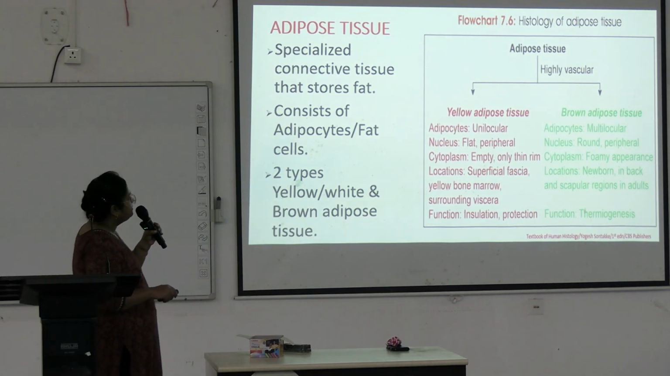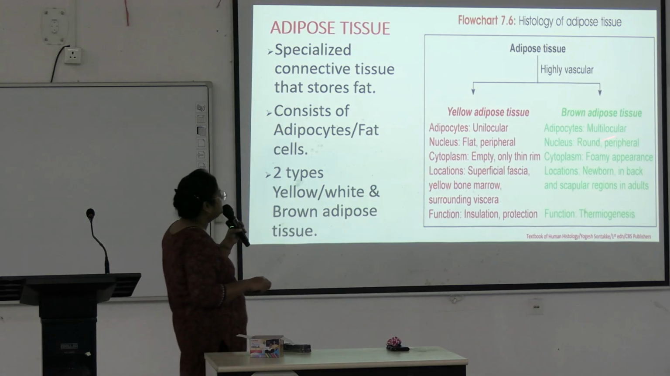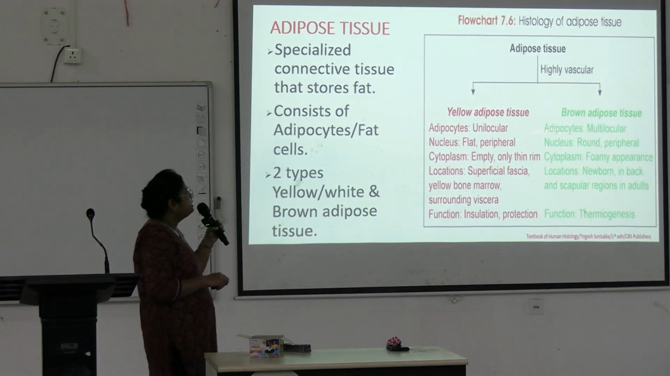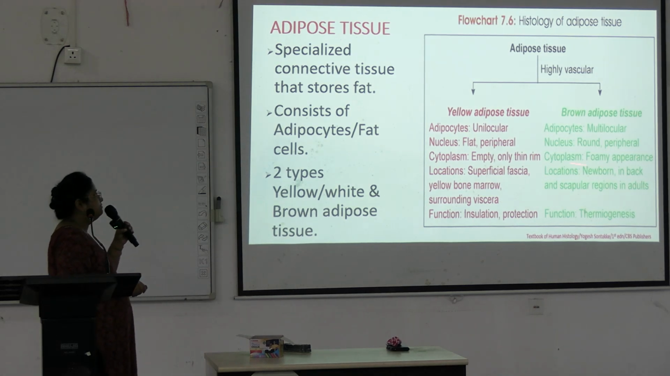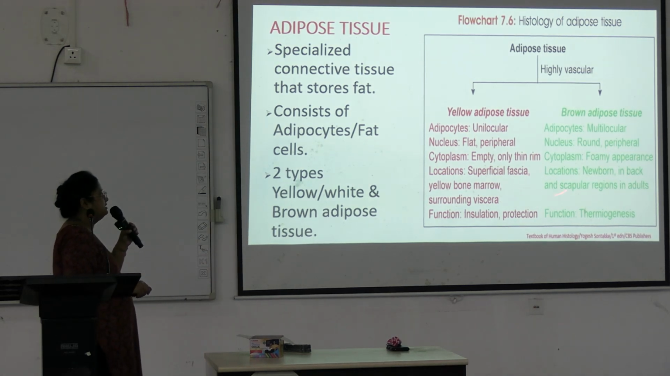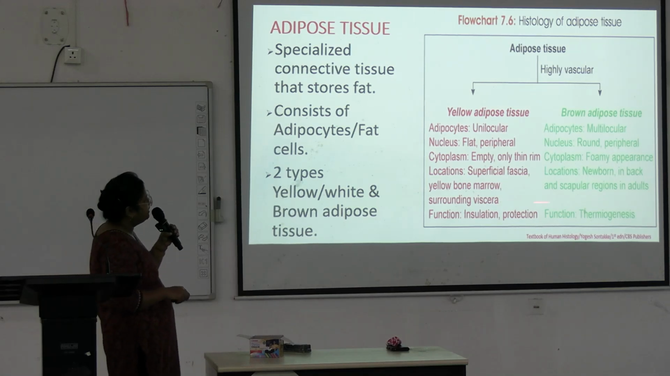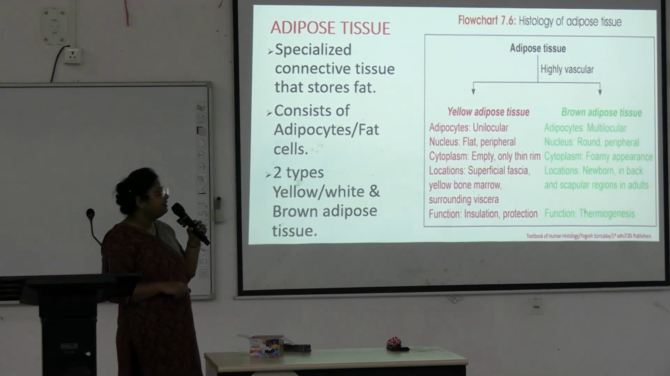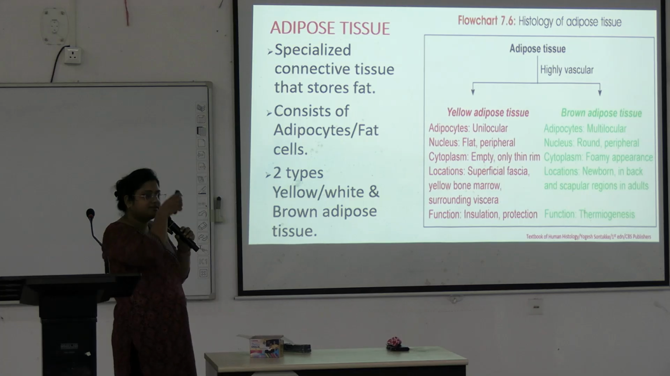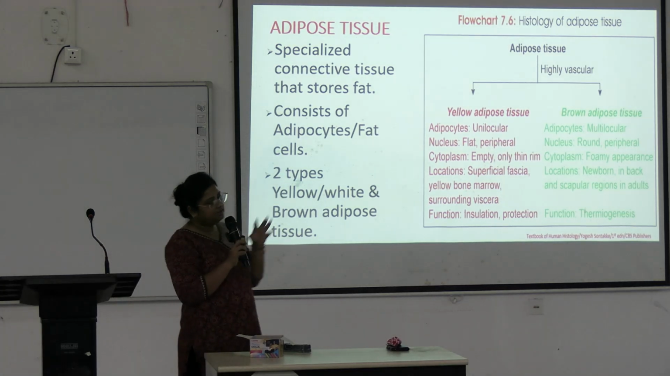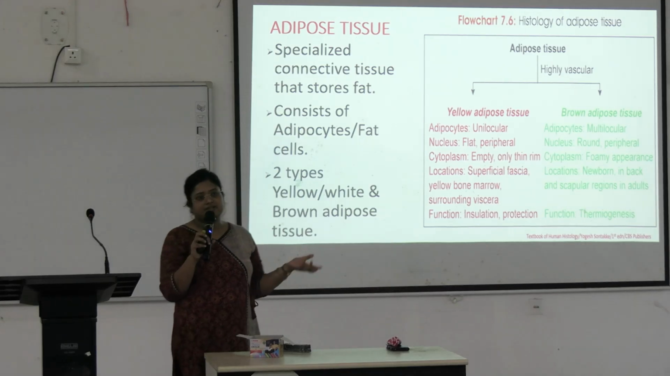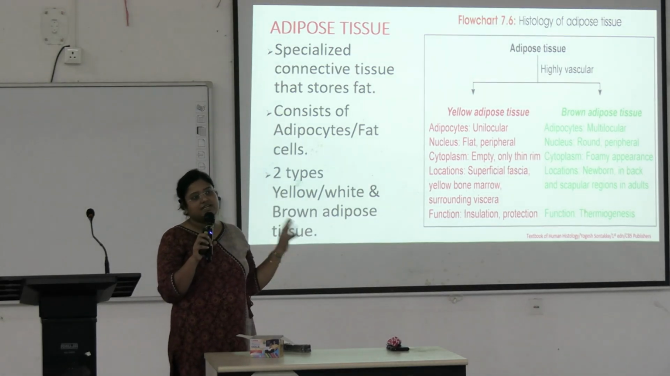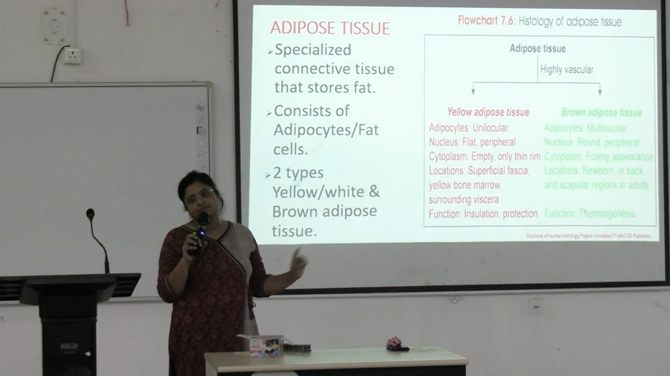Okay. Next is brown adipose tissue. Here adipocytes are multilocular, the nucleus is round and peripheral, and the cytoplasm has a foamy appearance. Locations are in the newborn and in the back and scapular regions of adults. Function is thermogenesis. Okay, they control heat production in the newborn mainly. So the main function is thermogenesis in the case of newborns.